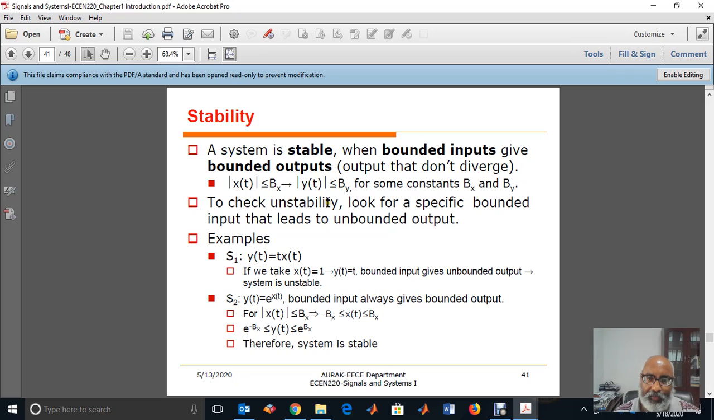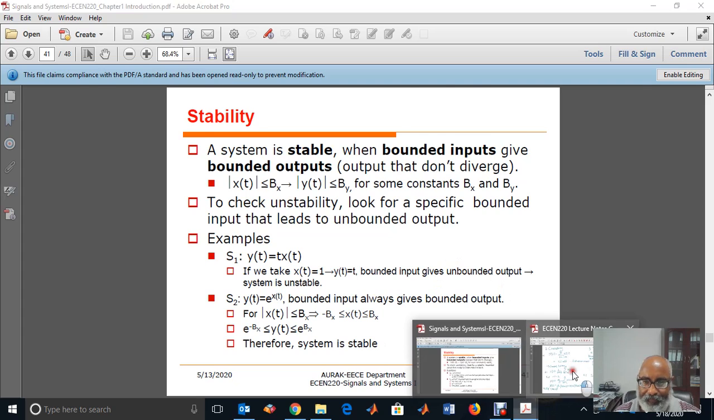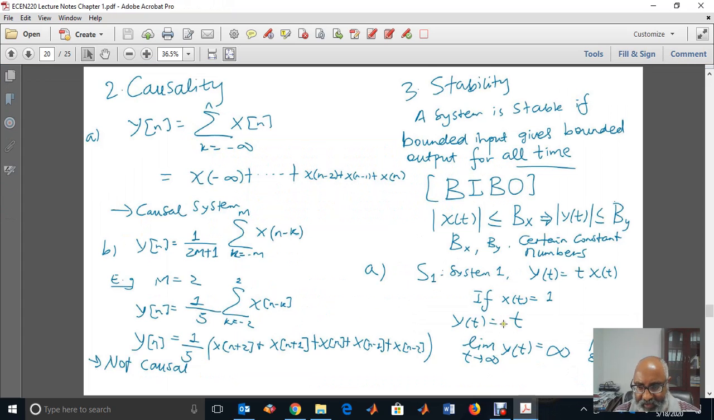We call this BIBO, bounded input, bounded output. Keep in mind this is for all time t. So if this condition is satisfied, we call the system stable. If not, the system is not stable. So let's see the example here.